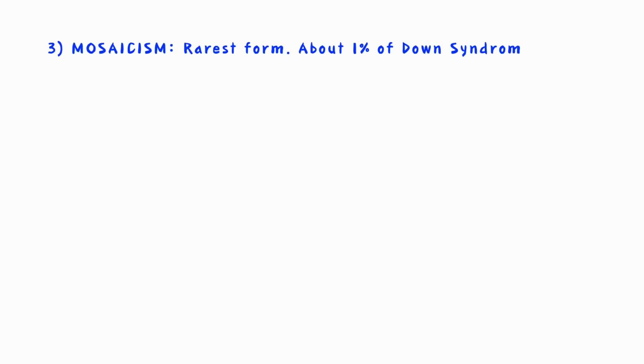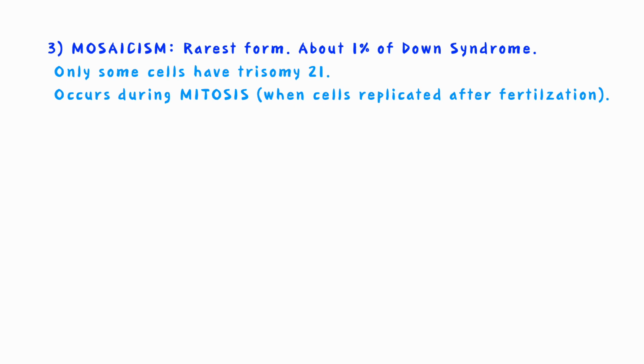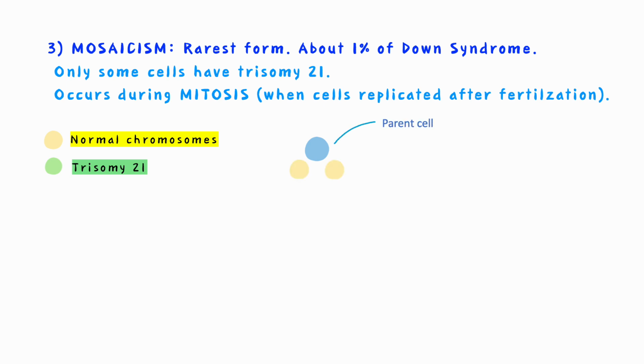The final cause of Down syndrome, and the rarest, is mosaicism, which accounts for about 1% of people with Down syndrome. This occurs when only some of the cells have trisomy 21 and the other cells are normal. This occurs during mitosis when cells are replicated after fertilization. The initial parent cell may be normal, but as this divides and replicates, a disjunction error can occur in the same way as it does during meiosis.